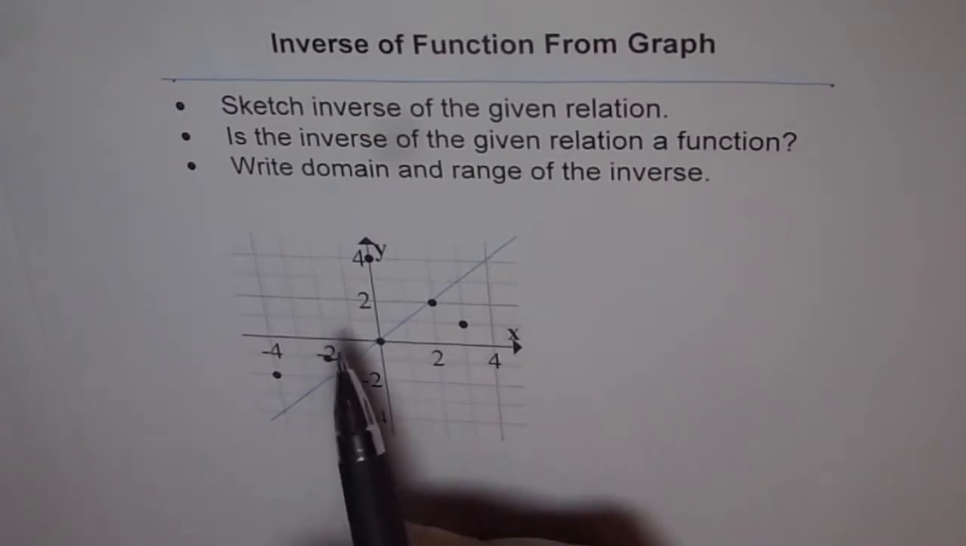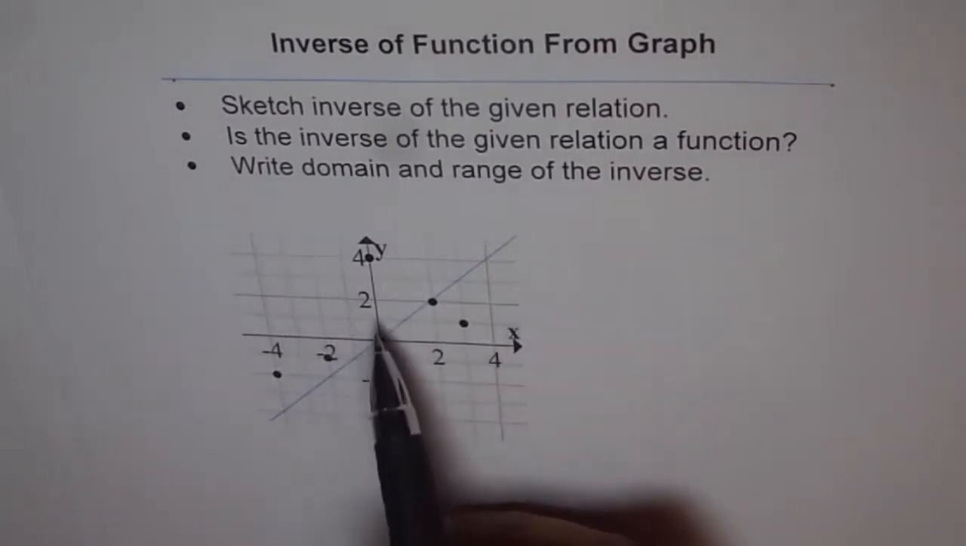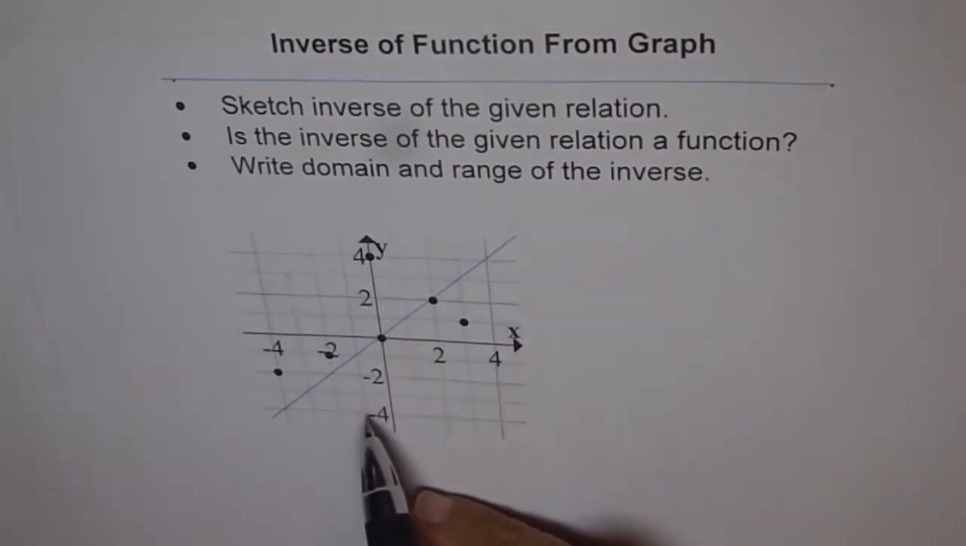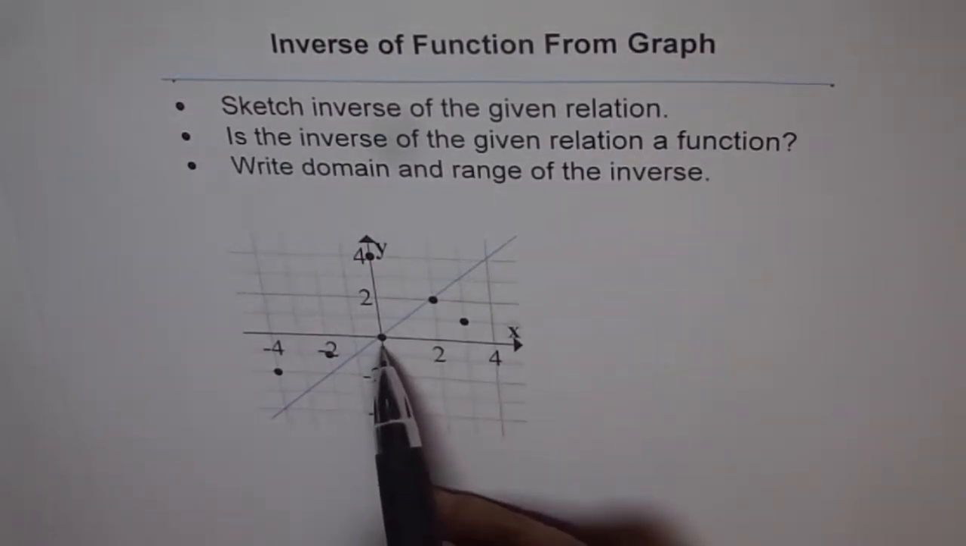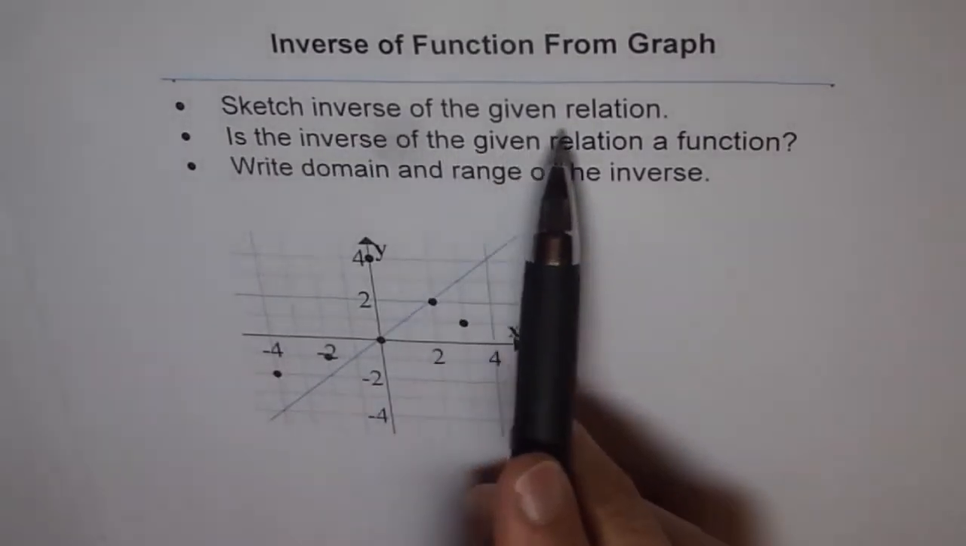Now, first thing is, we are talking about a relation. It is not a function since it fails the vertical line test, right? For x equals 0, we have two values, and therefore it is not a function but a relation. Now, sketch the inverse of the given relation.